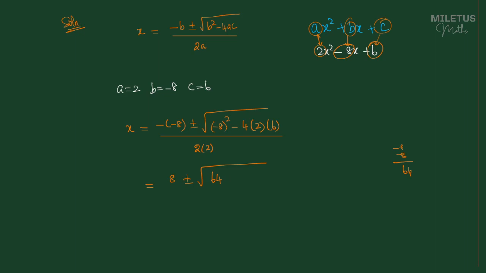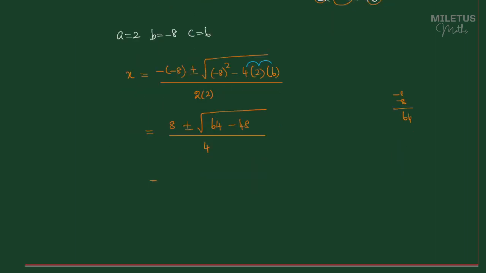And now here, what is the answer here? 4 2s are 8, and then 8 times 6. So 8 6s are 48. So that means minus 48, divided by 2 2s are 4. That's good. And therefore now this is equal to further 8 plus or minus square root of 64 minus 48.